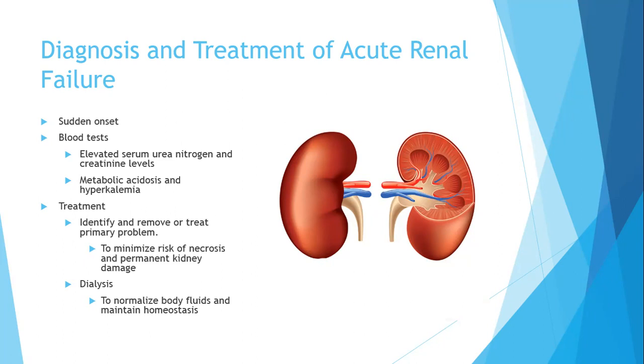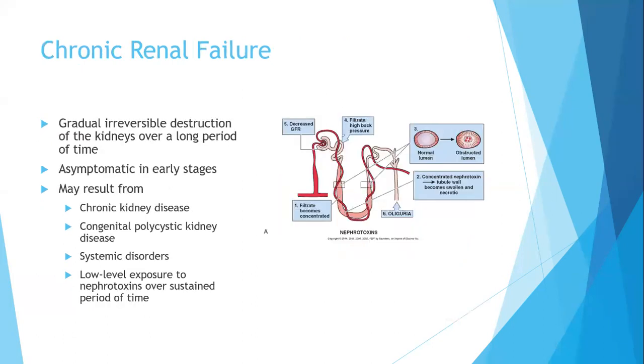Sometimes in a case of acute renal failure, they will do sort of temporary dialysis. They'll do it just a few times to normalize body fluids and maintain homeostasis. And I've seen that in acute care a lot in the hospital. People are in the hospital for acute renal failure for various reasons, and they do just a couple sessions of dialysis to maintain homeostasis. So it's not necessarily a long-term thing for acute renal failure.